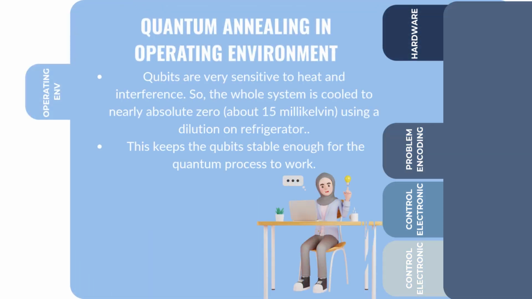Qubits are very sensitive to heat and interference, so the whole system is cooled to nearly absolute zero, about 15 millikelvin, using a dilution refrigerator. This keeps the qubits stable enough for the quantum process to work.